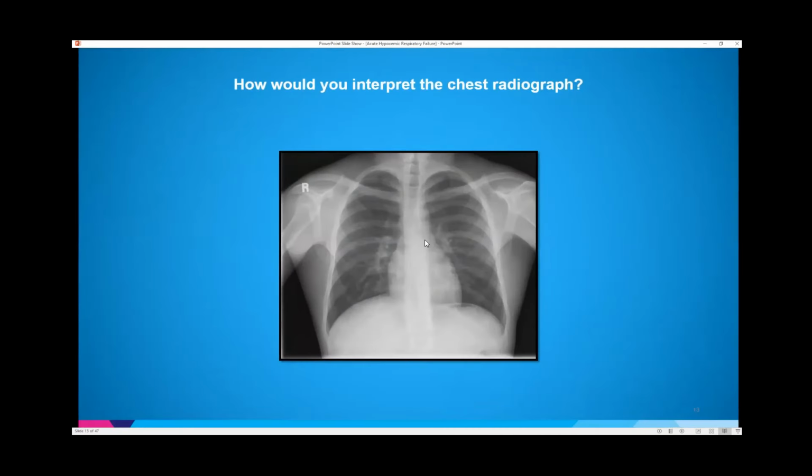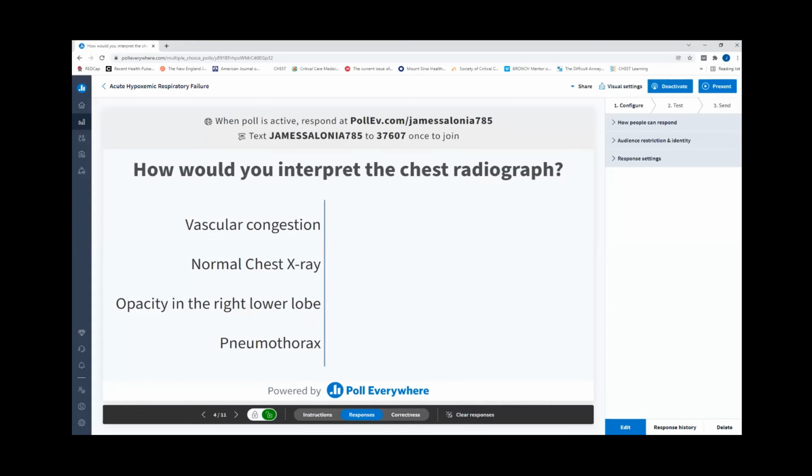Again, this time you have the chest x-ray first. So we see this chest x-ray. Take 5-10 seconds to take a look at it, and then I'll throw the question at you guys. So how would you interpret the chest radiograph?